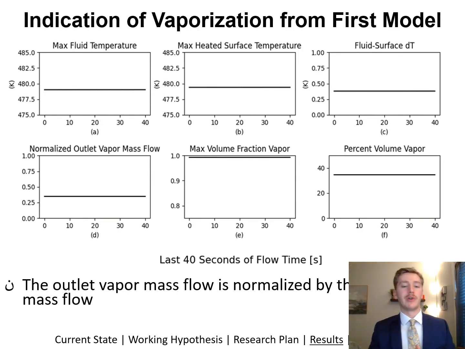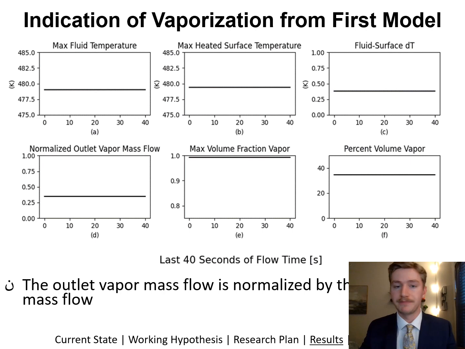So this is a graph of various point monitors plotted over the last 40 seconds of flow time of the original model. These point monitors track max fluid temperature, max heat surface temperature, the temperature differential between those two, normalized vapor outlet mass flow, which is normalized by the inlet liquid mass flow, the maximum volume fraction of vapor, and the percent volume fraction of vapor total in the mixture. As can be seen, the maximum fluid temperature is well above the vaporization temperature of water, and there is a significant amount of vapor in the chamber, indicating that there is much vaporization going on in this chamber.